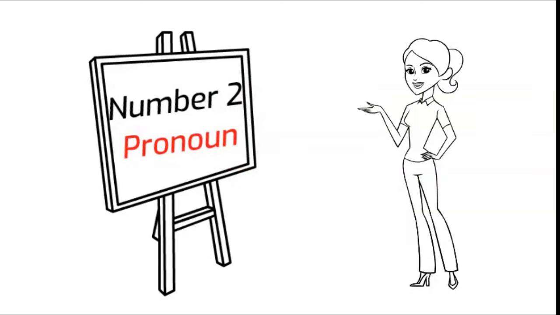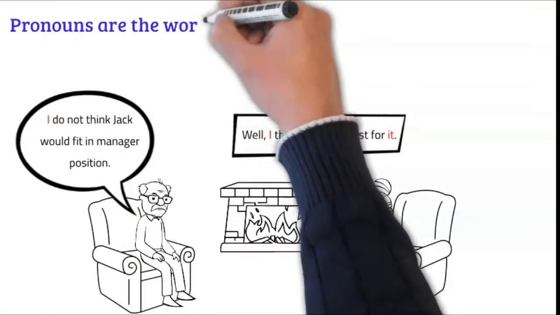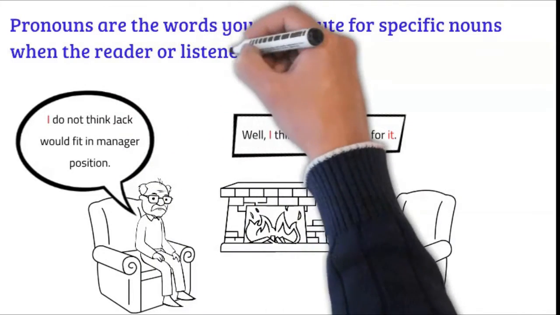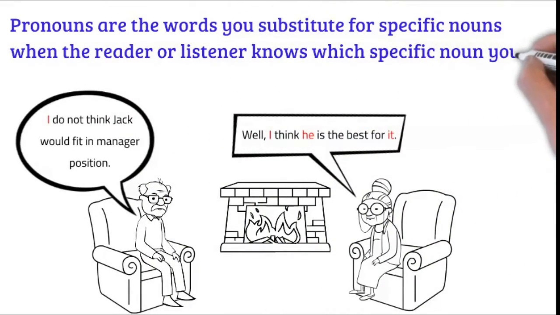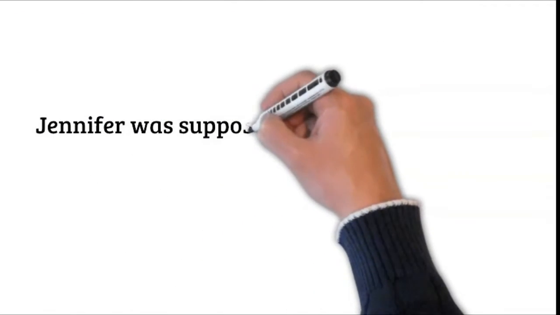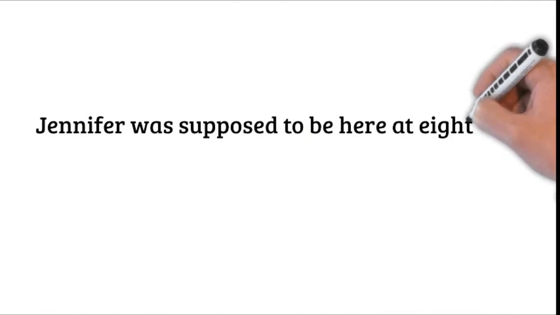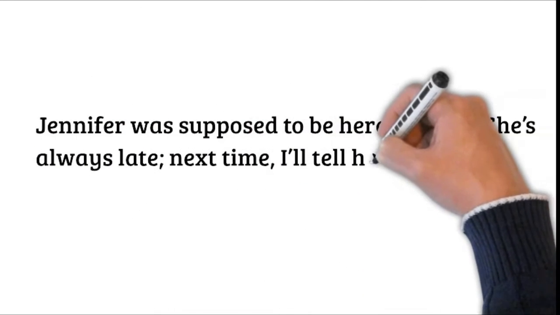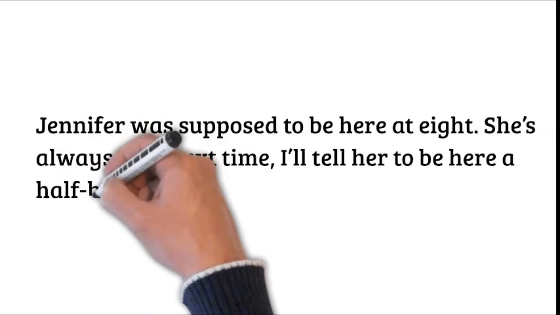Number 2. Pronouns. Pronouns are the words you substitute for specific nouns when the reader or listener knows which specific noun you're referring to. You might say, Jennifer was supposed to be here at 8. Then follow it with, she's always late. Next time, I'll tell her to be here a half hour earlier.